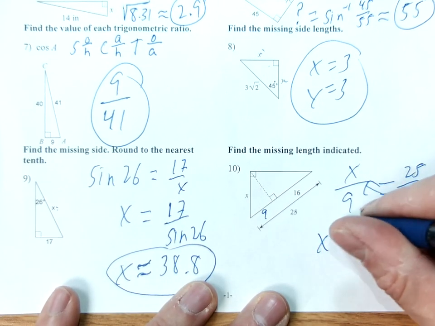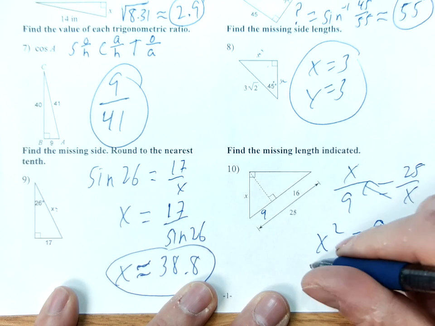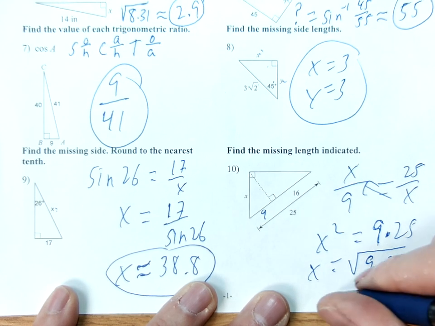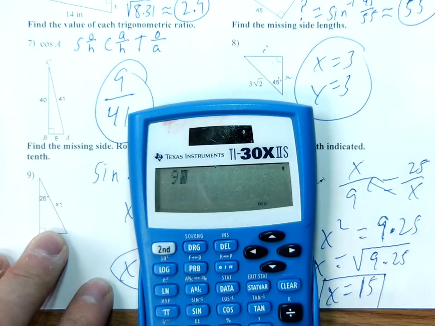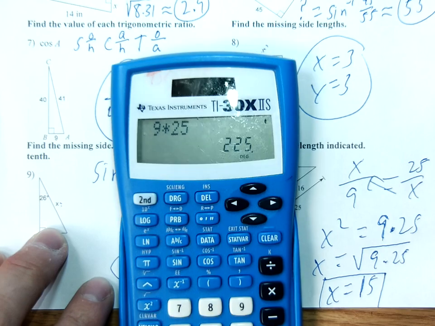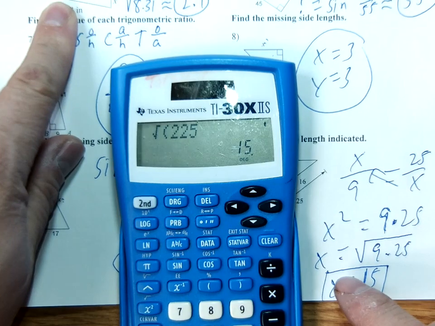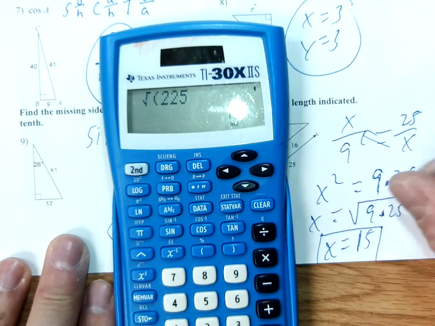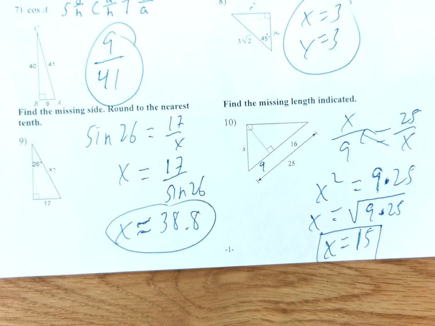X times x is x squared. 9 times 25. I don't actually have to multiply that if I don't want to, because I'm going to square root it in the end. So because I'm square rooting here, I can just multiply 3 by 5 to get 15. Now I can use a calculator as well. If I want to, I can take 9 times 25, I'll get 225, and I can do the square root of 225 just like I did for the Pythagorean theorem up above, for number 5. Anyhow, I noticed I didn't have to multiply because 9 and 25 are both perfect squares. So I was like, why not just leave them as 9 and 25 and square root them that way.